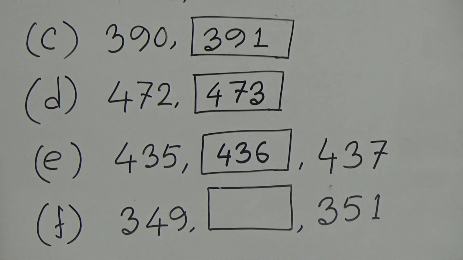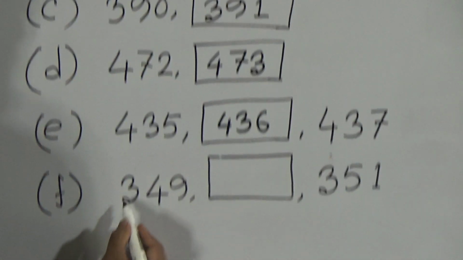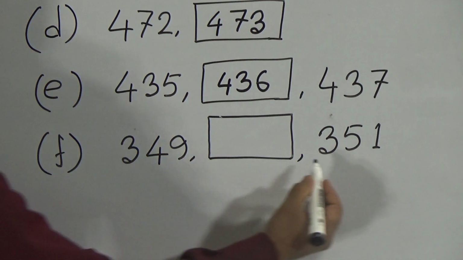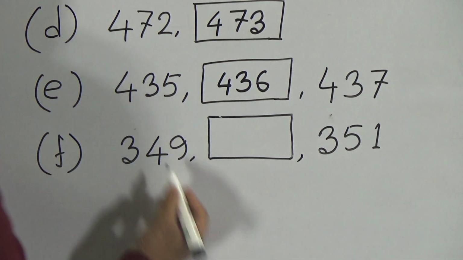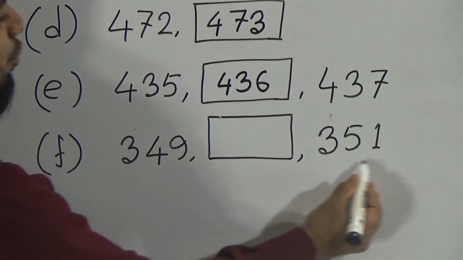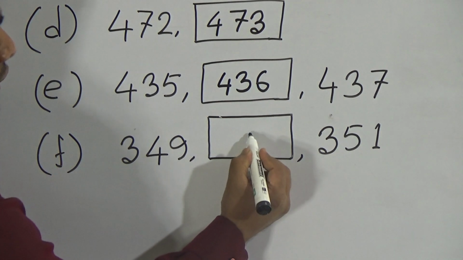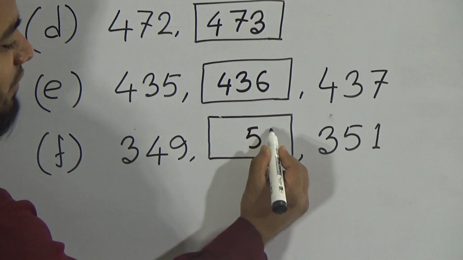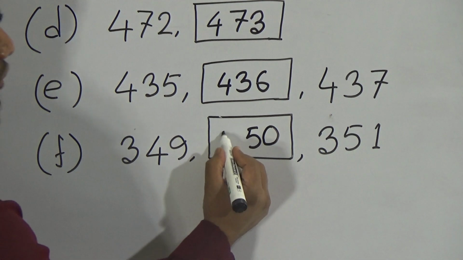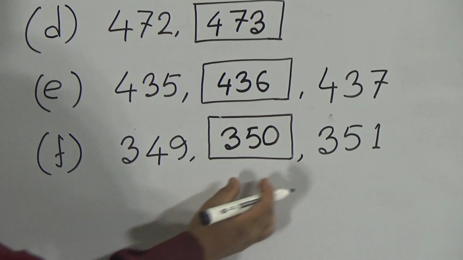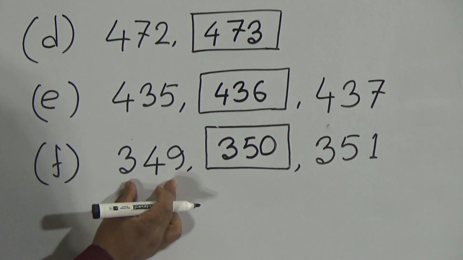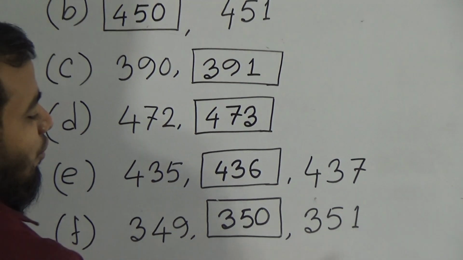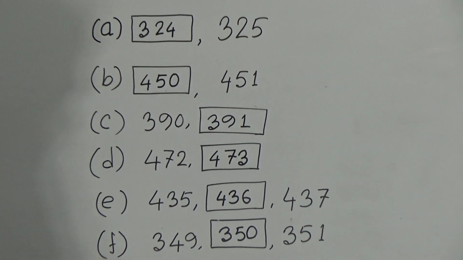Now the last one, we have to find the between number of 349 and 351. So what is the between number of 49 and 51? It is 50, and the hundreds digit is 3, so it will be 350. That means 350 comes between 349 and 351. I think you have understood, dear students.